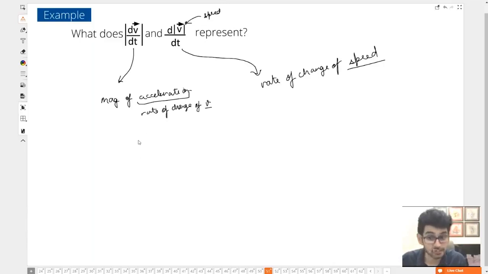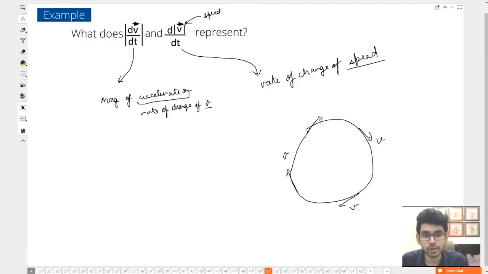For example, constant speed in a circle. The velocity vector is changing, so there is a rate of change of velocity. That means there is some acceleration. But is there a rate of change of speed? No, speed is not changing. The speedometer reading is not changing. So again, you can always visualize this.